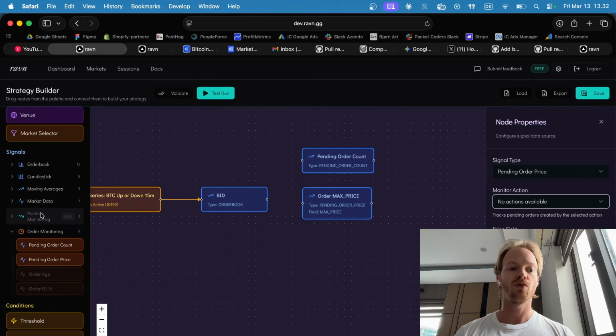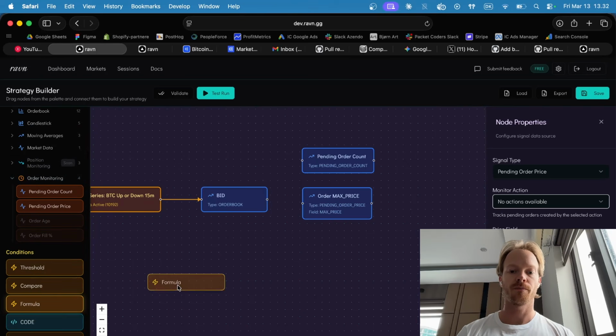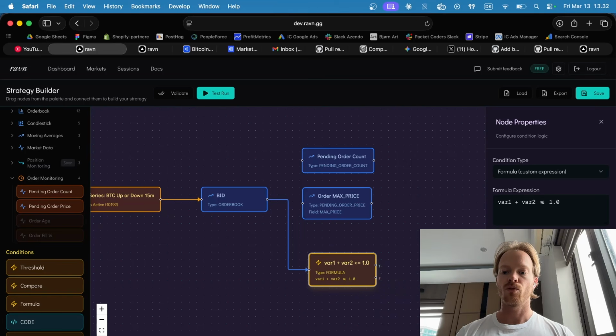All of these we're going to use in a formula condition node. I'm going to drag this over as well. For the formula, we can do two mappings. Let's say we do the bid, which is mapped here to the bid, and then we can do the order price. You can define this however you want. For the variable mappings, it's just important that you type them correctly in the formula expression.